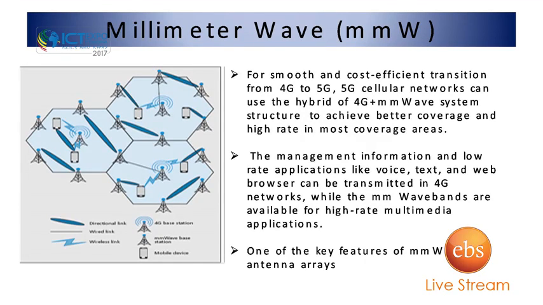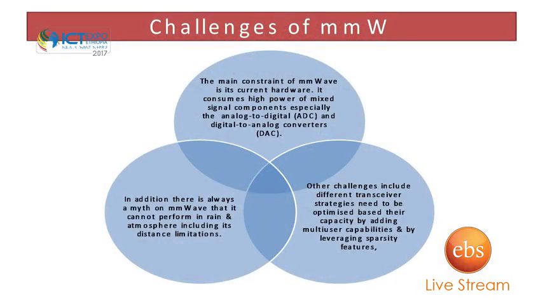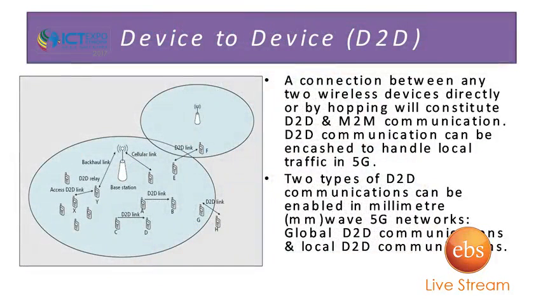The next technology is device-to-device communication. In device-to-device communication, basically, it's a connection between two wireless devices directly, or by hopping, to constitute the communication. In this, there are two types. One can be a global D2D communication. Okay, so yeah, the last one is dense heterogeneous networks.